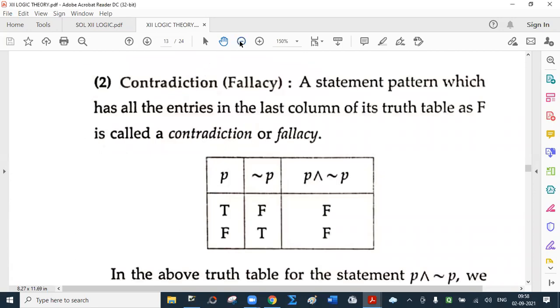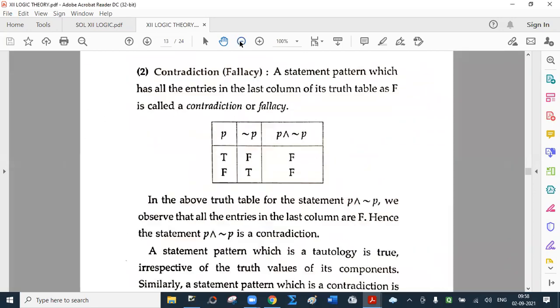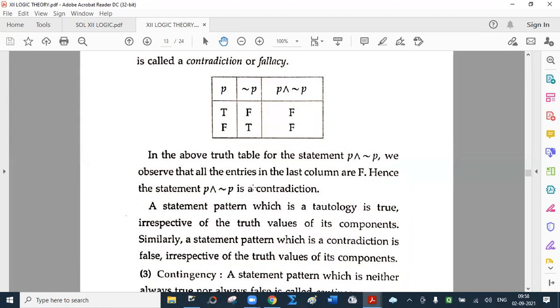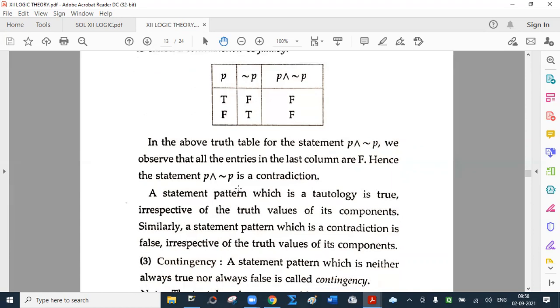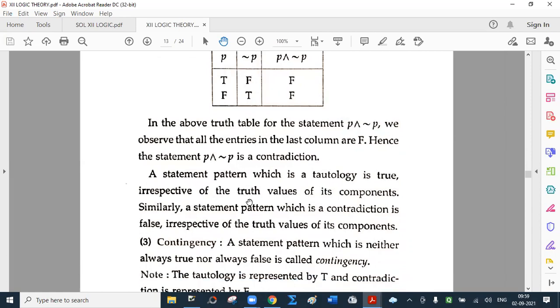What is contradiction? It is also called as fallacy. A statement pattern which has all entries in the last column of its truth table as F is called a contradiction or fallacy. P and not P. Yes, all entries are F, so this is a contradiction. A statement pattern which is a tautology is true irrespective of the truth values of its components. Similarly, a statement pattern which is a fallacy or contradiction is false irrespective of the truth values of its components.